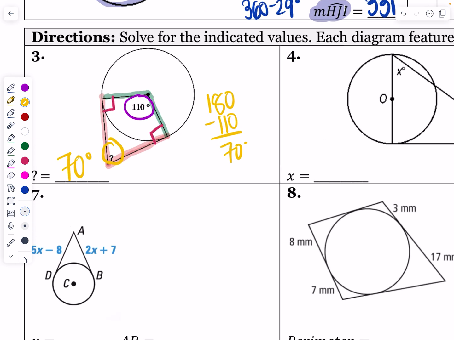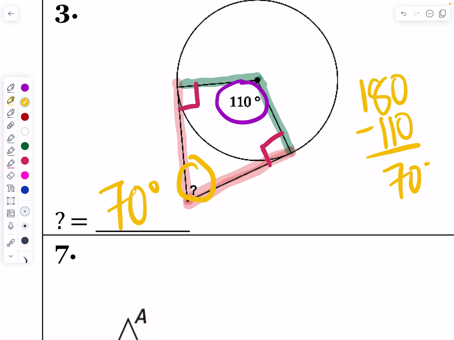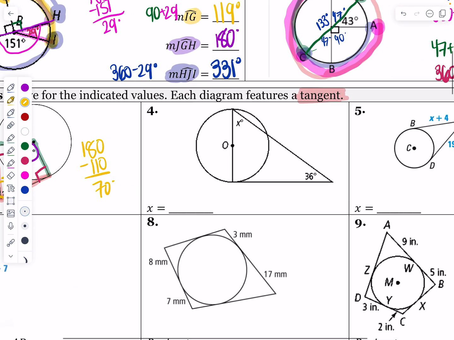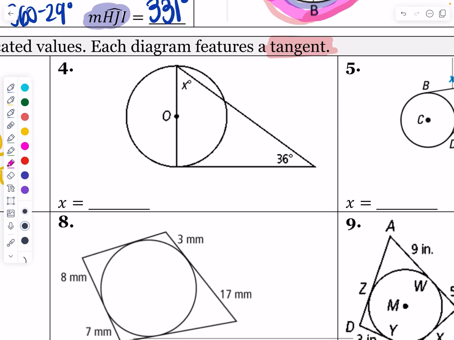We know that those are not the same size, those are not congruent. This angle that's yellow is acute, the other angle is obtuse, and so we would not set those equal to each other. In number 4, it says assume that this line that appears to be tangent is in fact tangent, so we get to add a 90-degree angle.